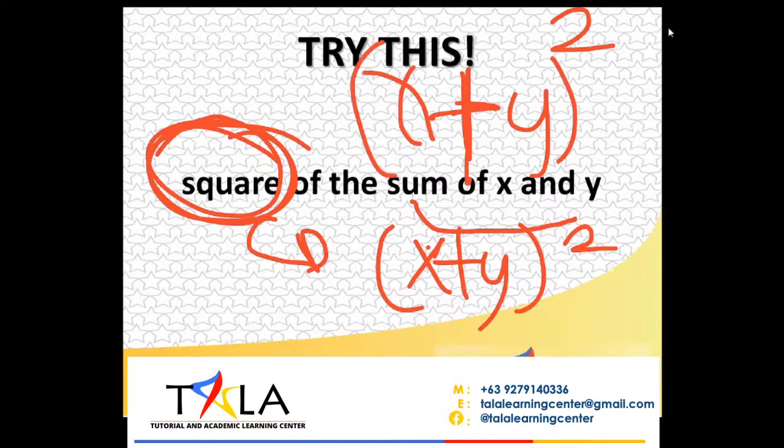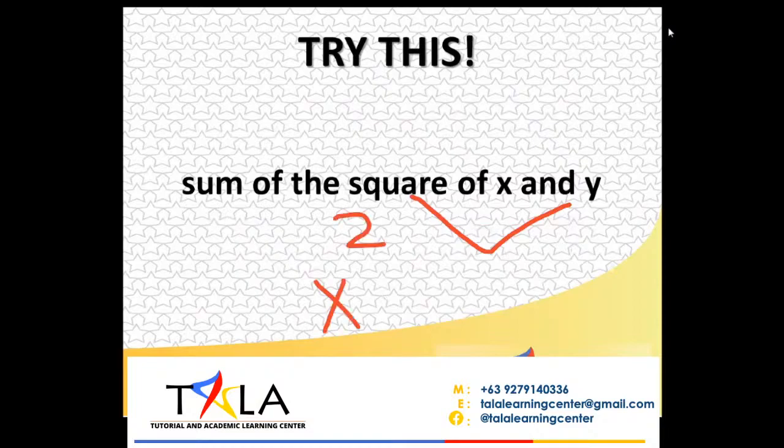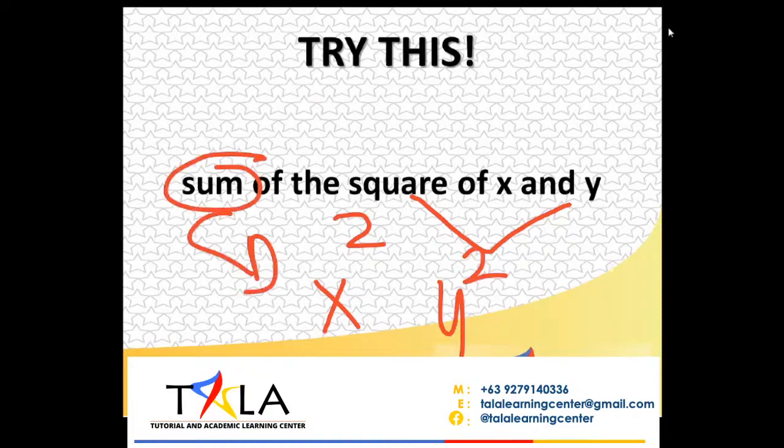Clear? Paano naman pag ito, baliktad? O, ito naman, square of x and y. Unahin yung nasa loob. Square daw ng x at y. Ano ba square ng x? X squared. Ano square ng y? Y squared. Tapos, tsaka mo kunin yung sum. Again, pag sinabing sum, anong operation i-associate natin doon? Addition, subtraction, multiplication, or division. So, addition. Okay? So, yun ang gagamitin natin. This is our answer.